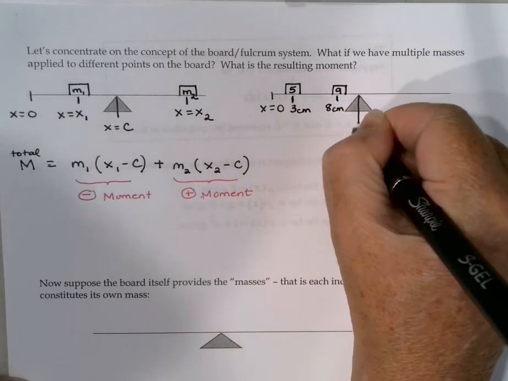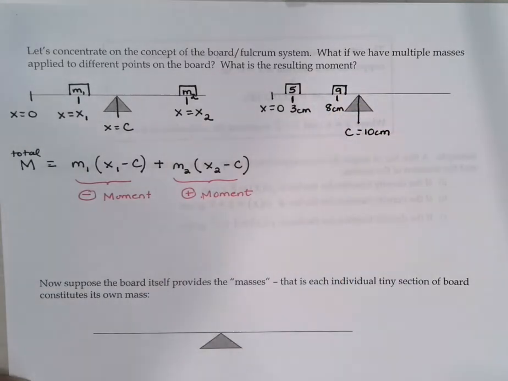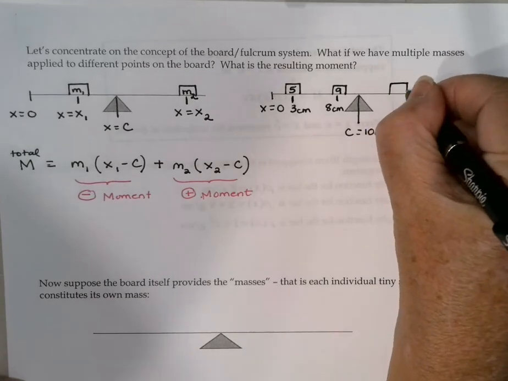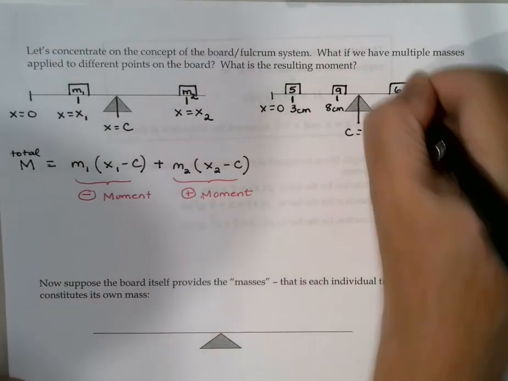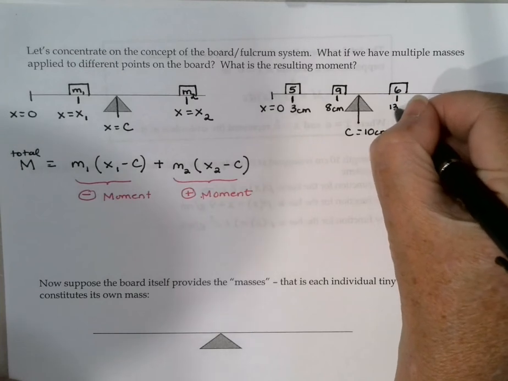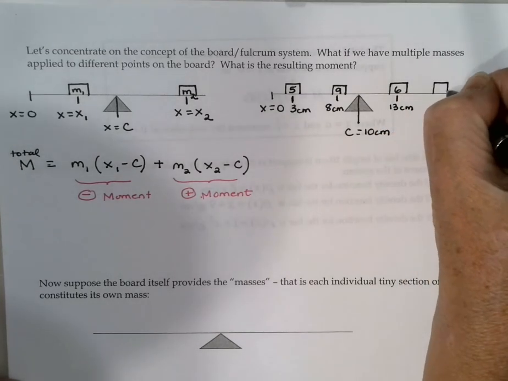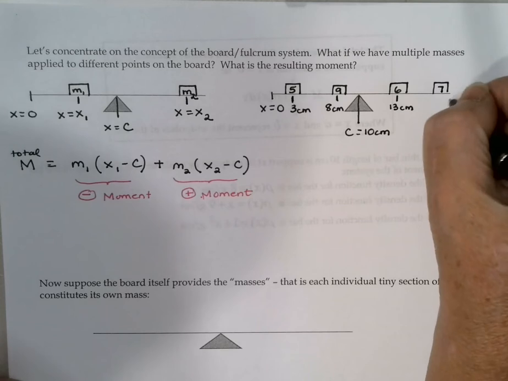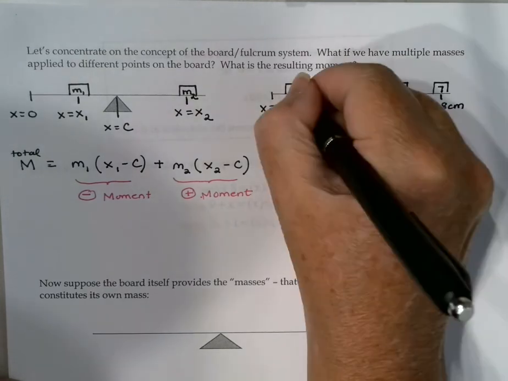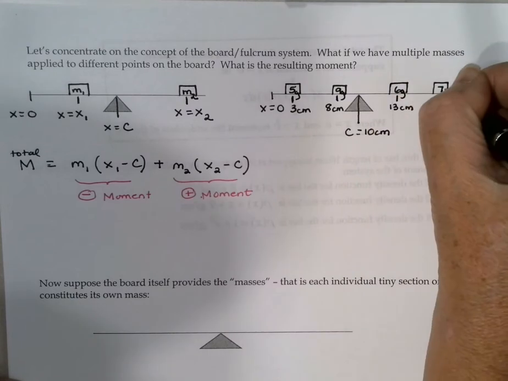I'm going to put my fulcrum here at 10 centimeters. I'm going to put another 6 gram mass over here at 13 centimeters. And then finally I'm going to put a 7 gram mass over here at 18 centimeters. These are all grams. Maybe I'll try and sneak the G in. There we go.